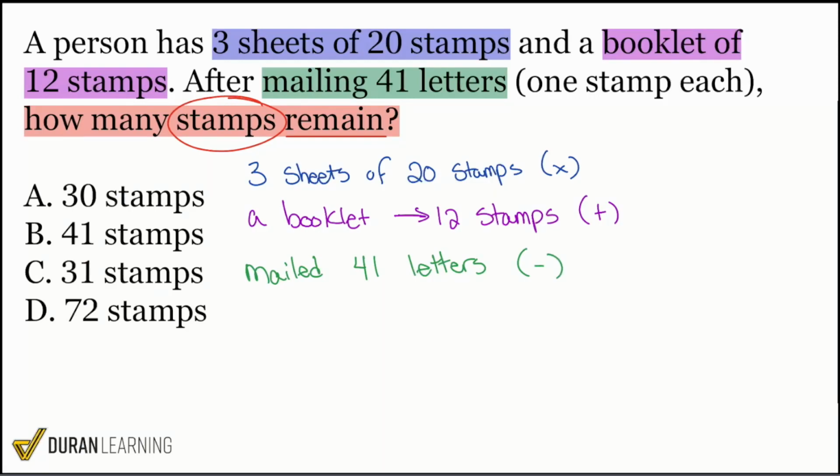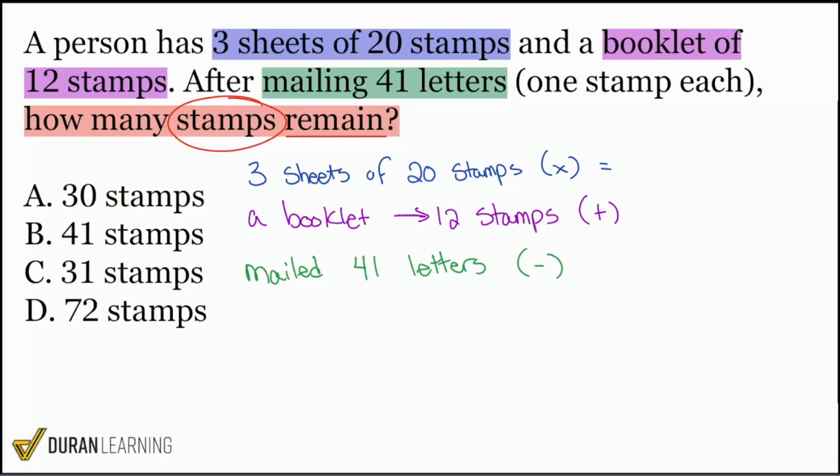So when we think about the order in which the story is being told, everybody, we can see here that we are going to multiply the 3 times 20. That's going to give us 60 total stamps. We also have that booklet with 12 stamps, so we'll add that on. And then with all those stamps that we have, we're going to subtract 41 because we mailed 41 stamps away. So knowing this order, boom, let's go ahead and get into it.